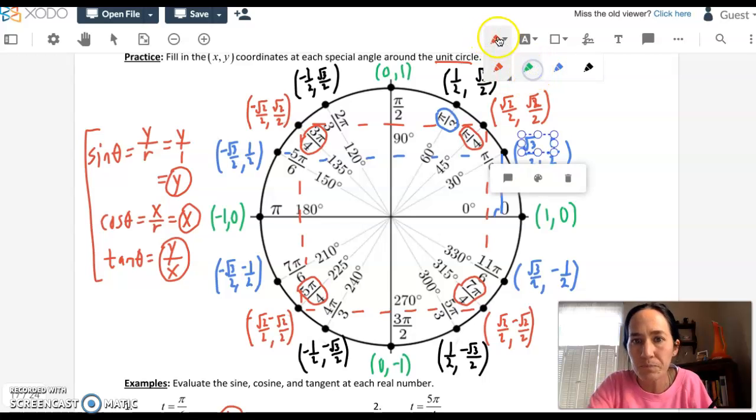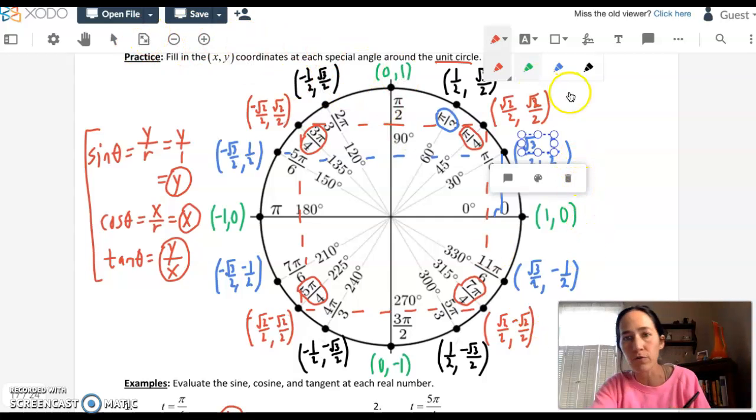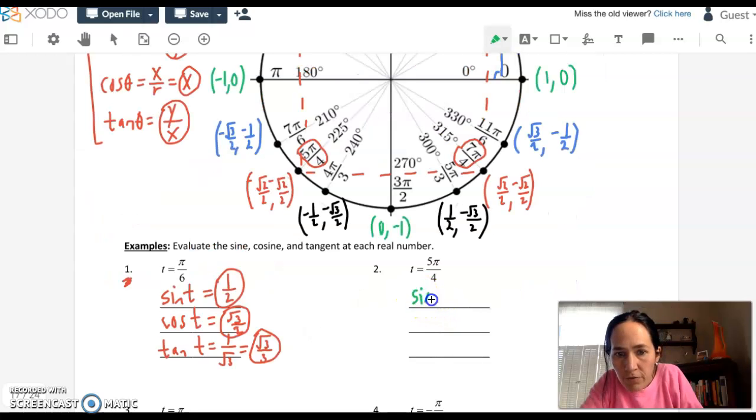Let's try the next one. It has a theta value of 5 pi over 4 is what we want to look at next. Well, to get the sine of 5 pi over 4, the sine of t, I can look to quadrant 3.